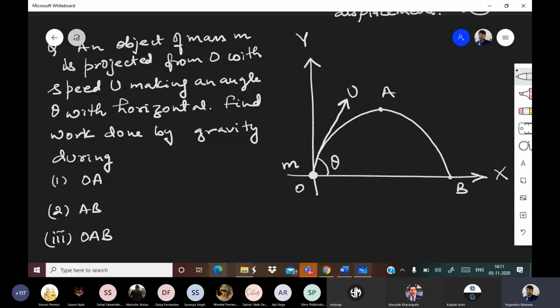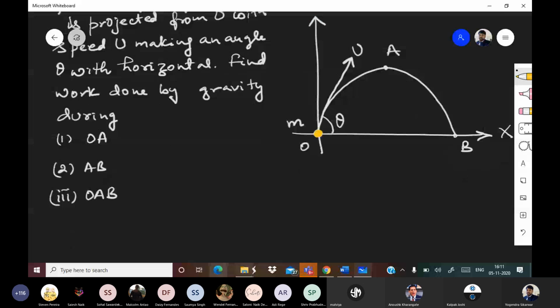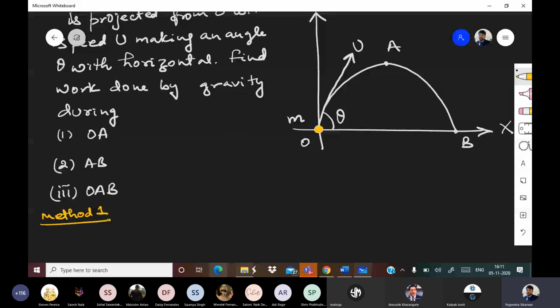Okay, so basically an object is projected from point O. This is the object of mass m, and it is going up. You need to find work done during OA, AB, OAB. I'll be solving for OA and then I'll be leaving the next part for you to solve. So method 1, and that is during OA. So basically we are solving the first part.